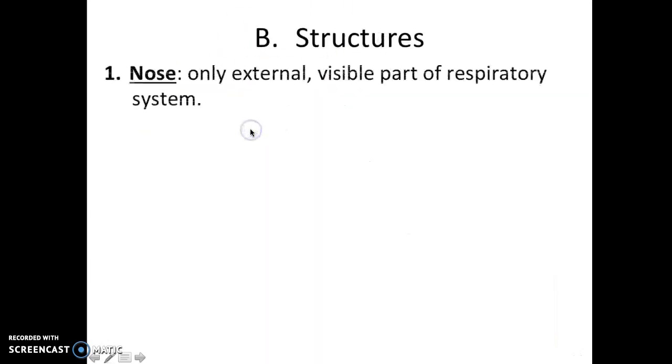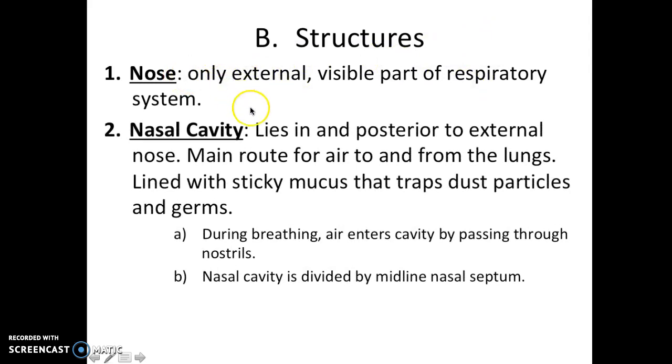So, structures. The biggest thing to understand about the nose is that it's the only external and visible part of the respiratory system. So when you look at each other, you can actually see an organ of the respiratory system, and that is the nose. Now we're going to enter inside the body. So now we're in the nasal cavity. And just as a pause, all these structures I kind of put in order, as a molecule would travel into the body. So it would start with the nose, and now it's in the nasal cavity.